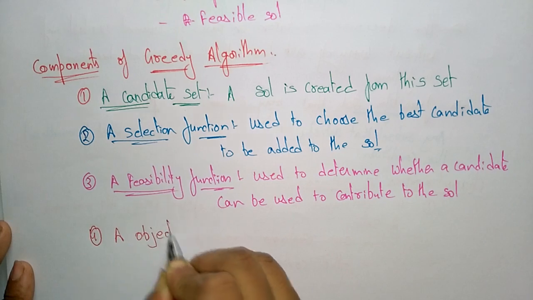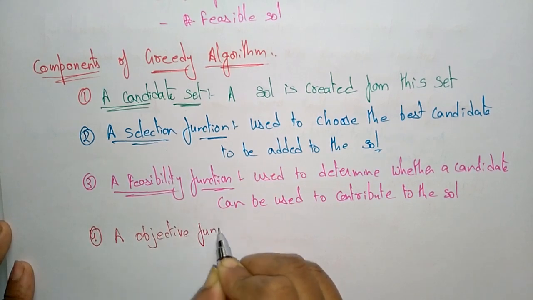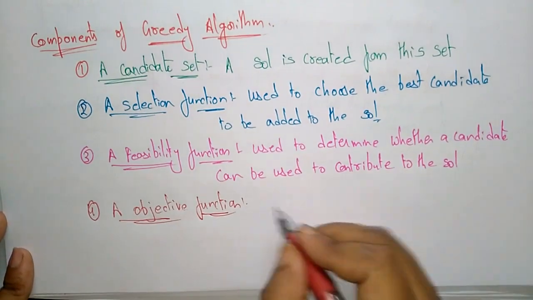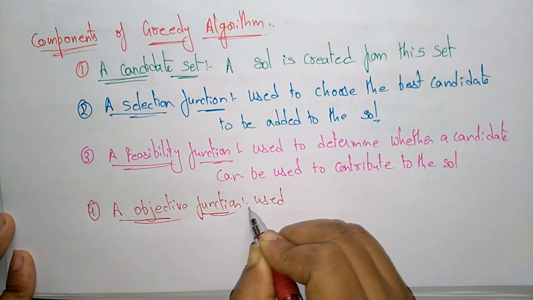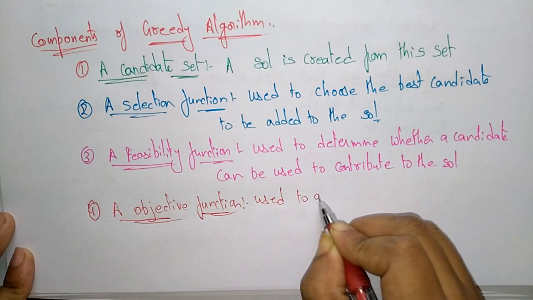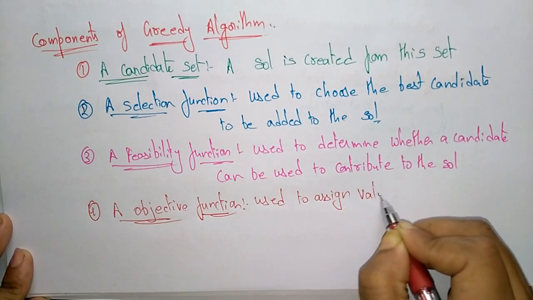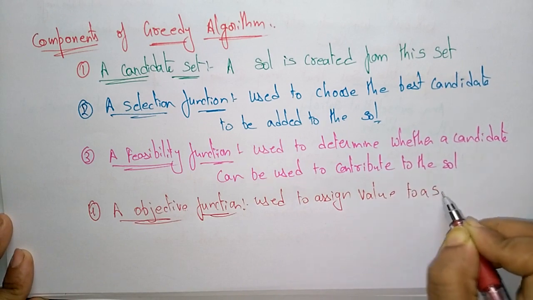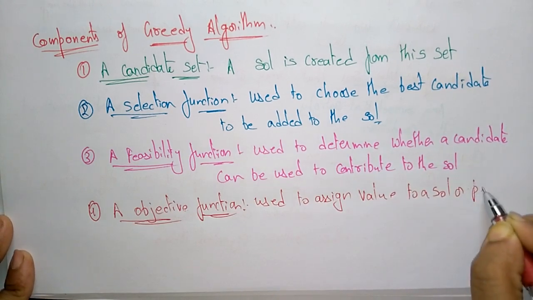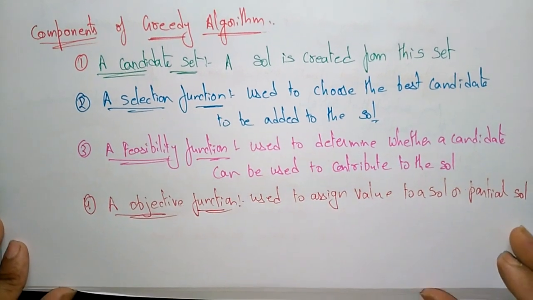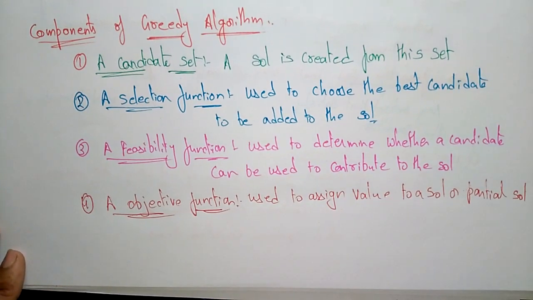The fourth component present in the greedy algorithm is an objective function. What's the use of this objective function? The objective function is used to assign a value to a solution or a partial solution. Whether it is a partial solution or the solution, the objective function is used to assign a value.